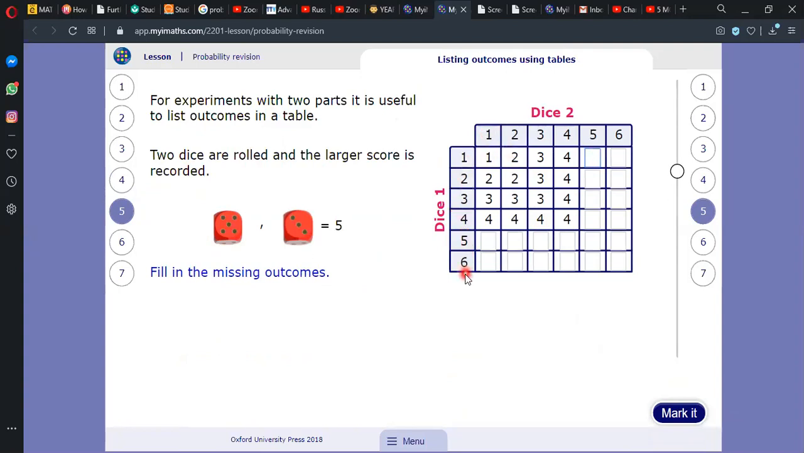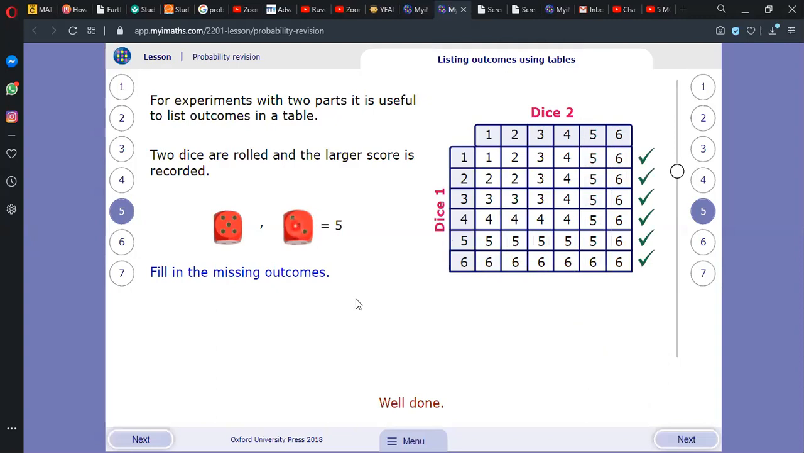Dice 1: 1, 2, 3, 4, 5, 6. Dice 2: 1, 2, 3, 4, 5, 6. We just have 1 here. I can see 2, 2, 2 here. I can see 3, 3, 3, 3 this way. 4, 4, 4, 4 this way. So I think all of this should just go down with 5s. So this should be 5, 5, 5, 5, 5, and I go this way, 5, 5, 5, 5. Then this should be 6. Following that pattern, this should be 6, 6, 6, 6, 6, 6, 6, 6, 6, 6. Mark it, all correct. Well done.